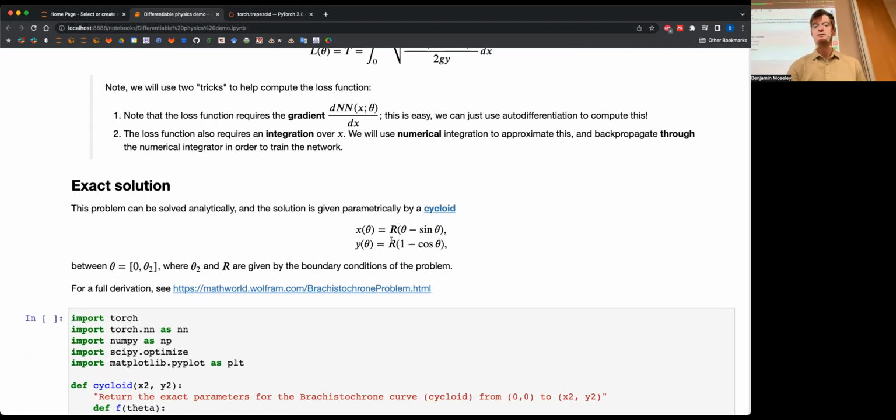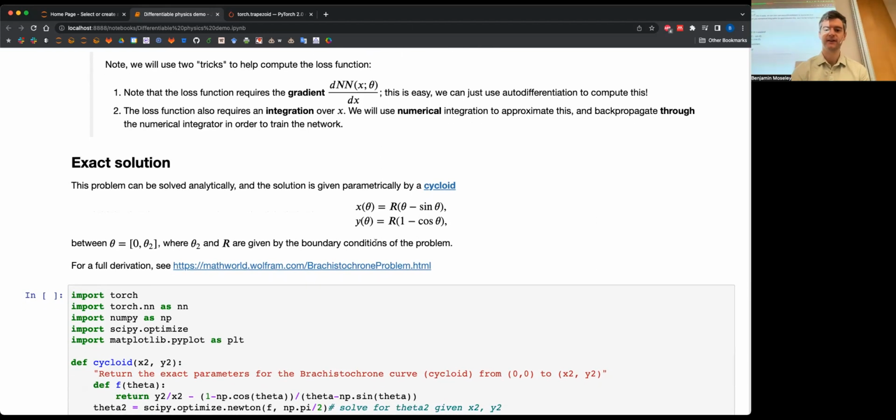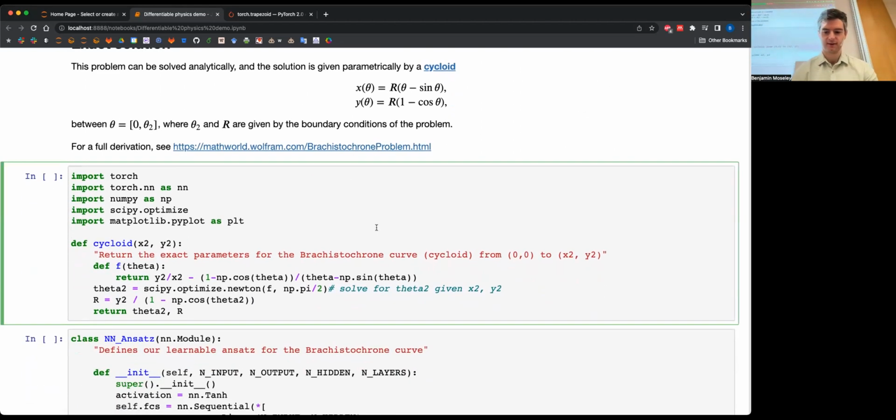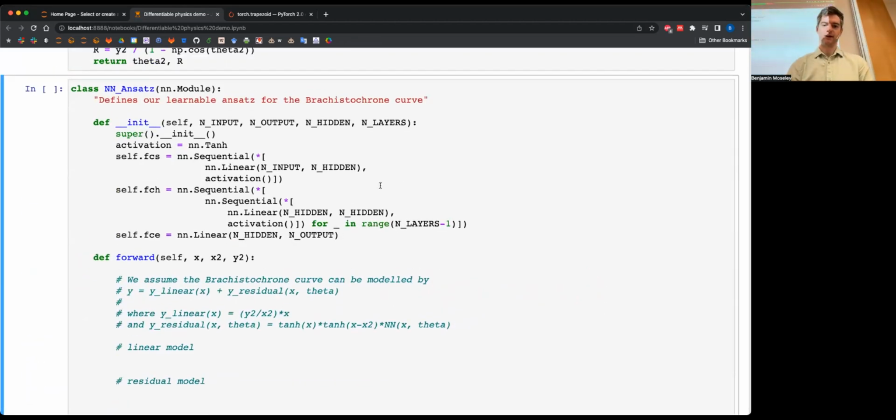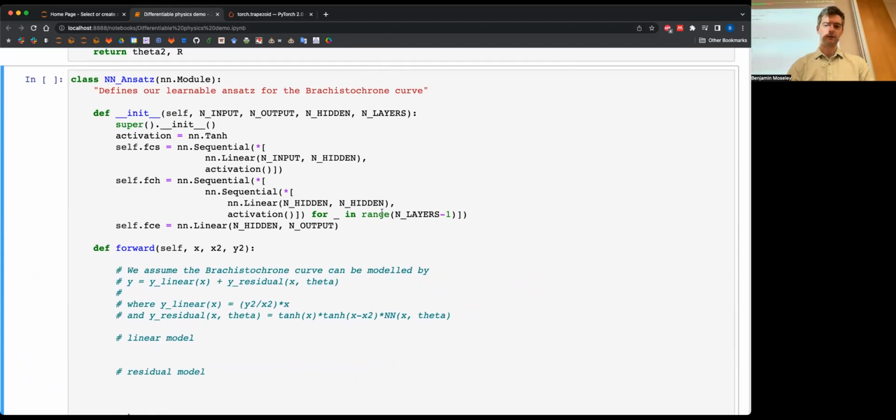Okay, so yeah, this is the expression for the true solution. It's a cycloid, a parametric equation. If you're interested, you can read this blog post, and it goes through the whole derivation of the solution. So with that, I'm just going to talk you through the code. We're going to define our neural network in PyTorch. This is just a standard fully connected network that we're initializing here.